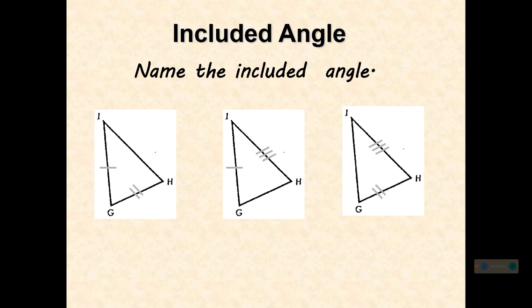Let's have a recap on the included angle and the included side. First, the included angle. Name the included angle on the first figure. As you have seen, we have the tick mark here and the tick mark here. So the included angle here will be, yes, angle G. How about on the second figure? We have tick marks here and on this side. So the included angle here is angle I. And on the last figure, we have a mark on this side and on this side, so the included angle will be angle H.